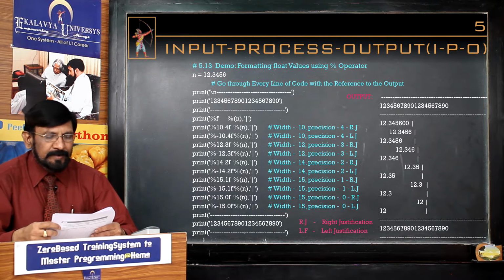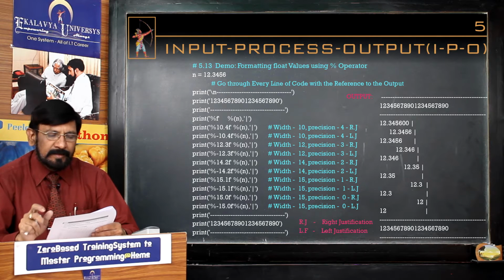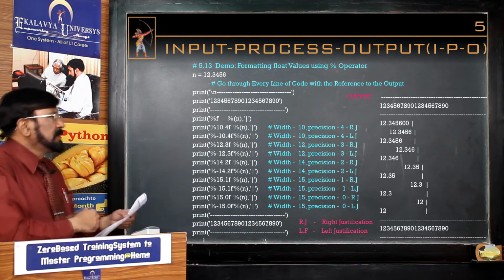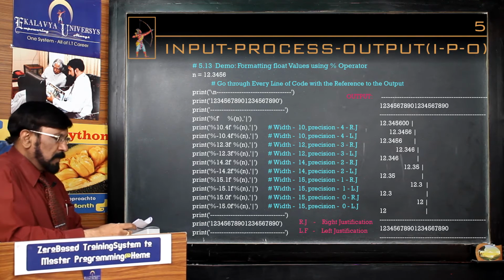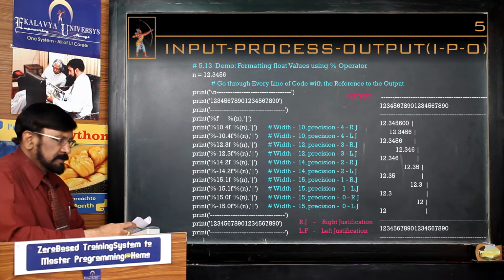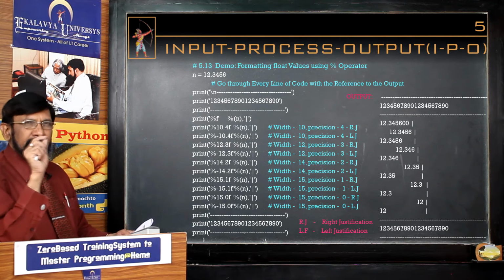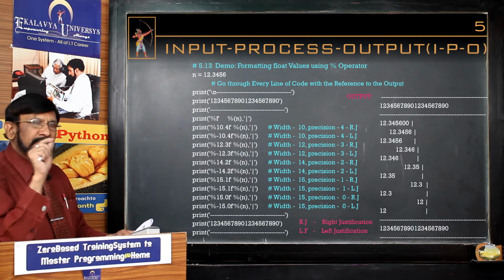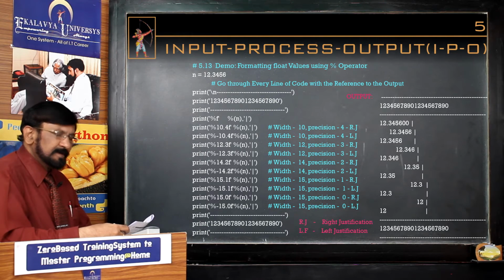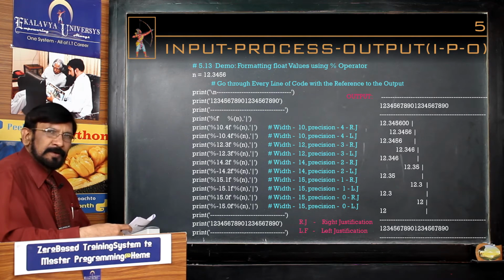Okay. Next 12.3. Here 12 spaces are to be allocated. The number is printed with 3 digits after the decimal point, and here the point to be remembered is the 4th digit is 6. That's why instead of printing 0.345, 346 is printed. Next the same thing, minus 12.3, instead of right justification, left justification, the number is printed.